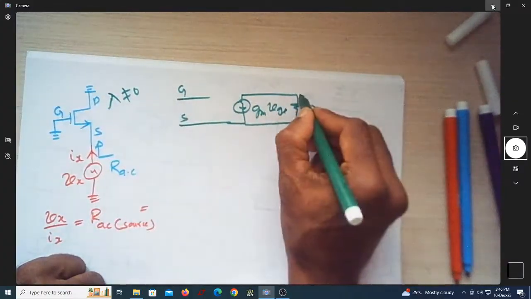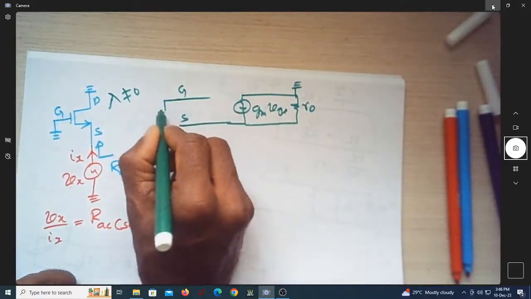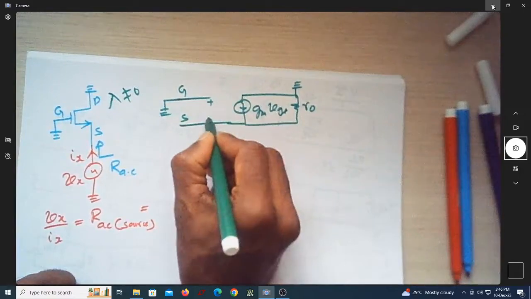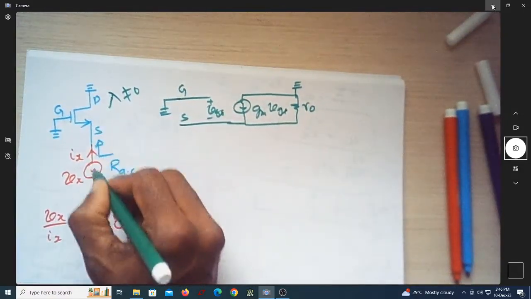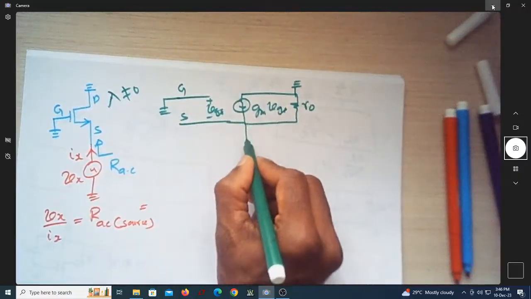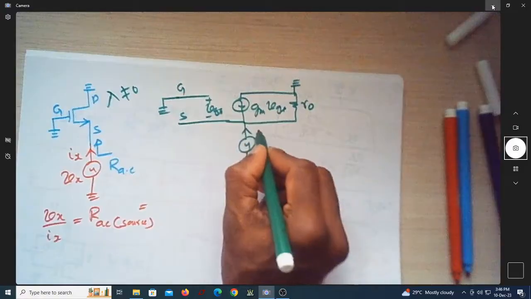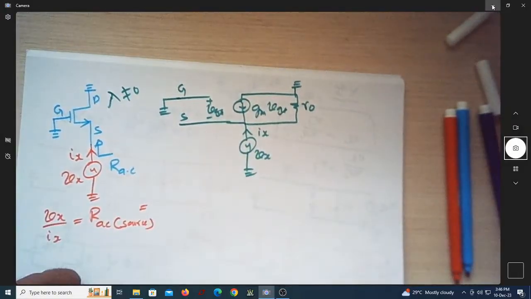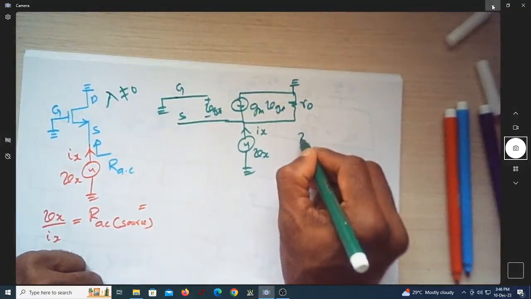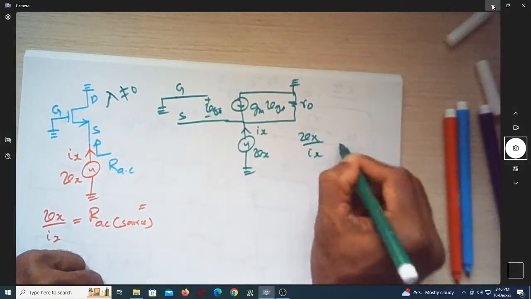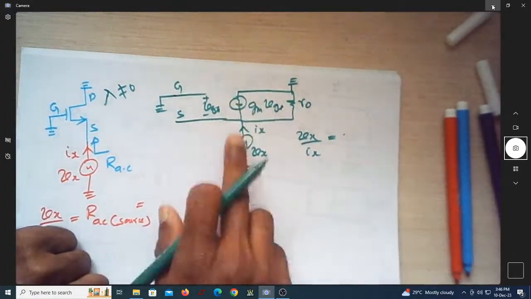So is this AC grounded? This is also AC grounded. This is also AC grounded. This is plus minus Vgs. So am I applying a Vx at the source side? Yes, this is my Vx. This is Ix. So now I want to get the expression for Vx by Ix. That will be my AC resistance looking towards the source side.